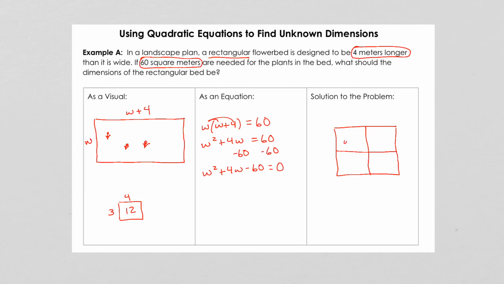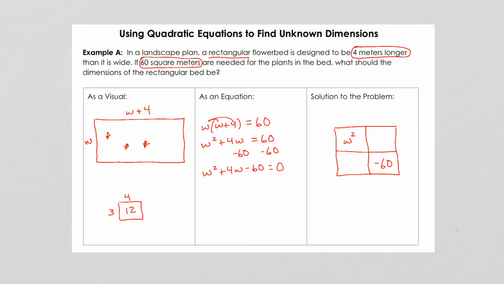And we always put the first term here, the W squared in this case, and the last term here. And the thing that we had to figure out was what goes here and what goes here. So this looks kind of like our algebra tile rectangle that we just did. It's just that we can write the number negative 60 rather than pulling out 60 negative algebra tiles.